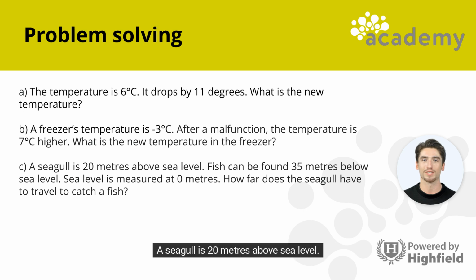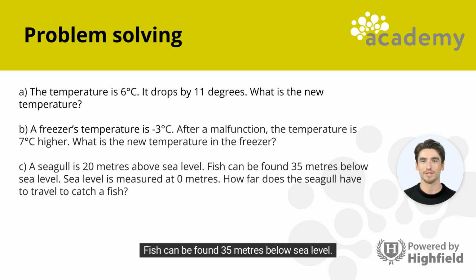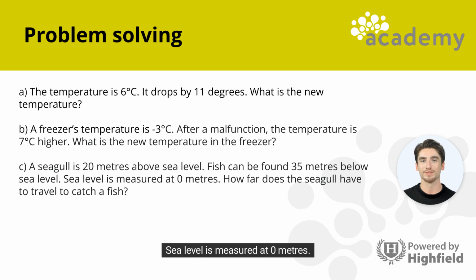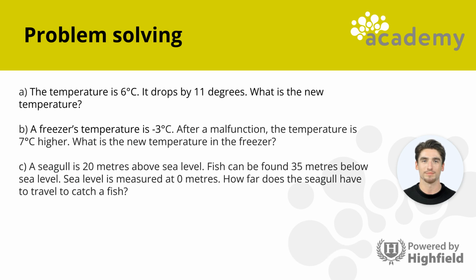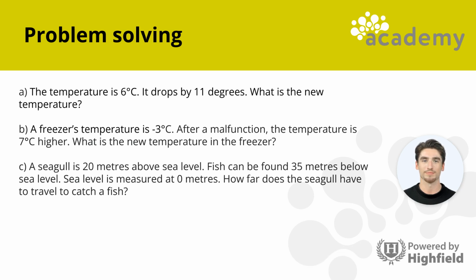A seagull is 20 meters above sea level. Fish can be found 35 meters below sea level. Sea level is measured at 0 meters. How far does the seagull have to travel to catch a fish? Pause the video while you work out the answers, then press play when you're ready to continue.